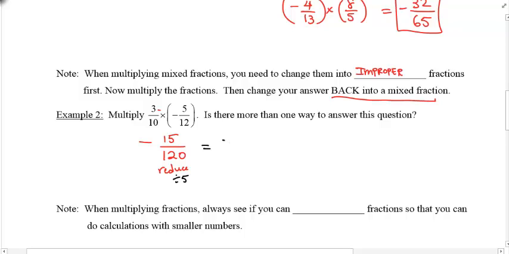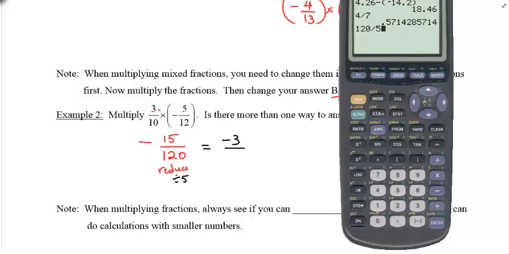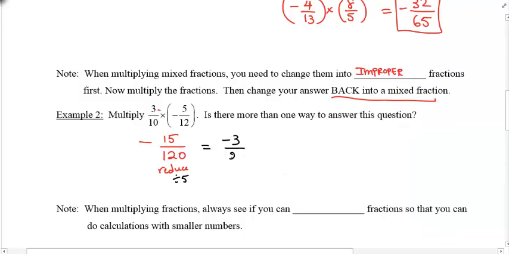So 15 divided by 5 is 3. 120 divided by 5. I know we can divide by 5 because it ends in a 0, right? 120 divided by 5, that is 24. And that's pretty good, but I think we can go further. Divide both by 3, so negative 1, and 24 divided by 3 is 8. I believe this is our answer in lowest terms.